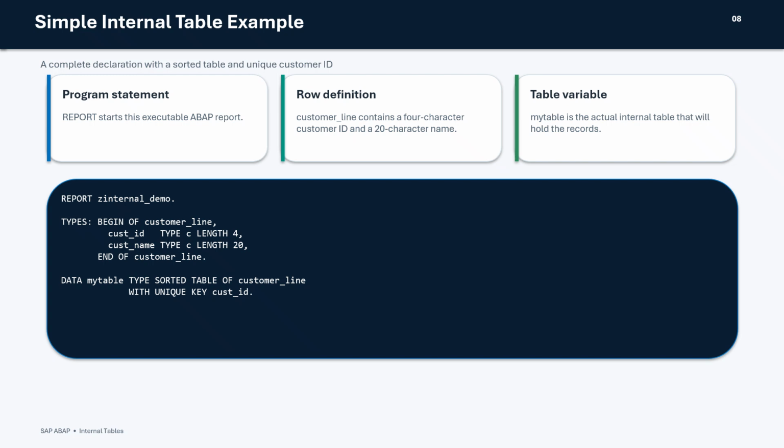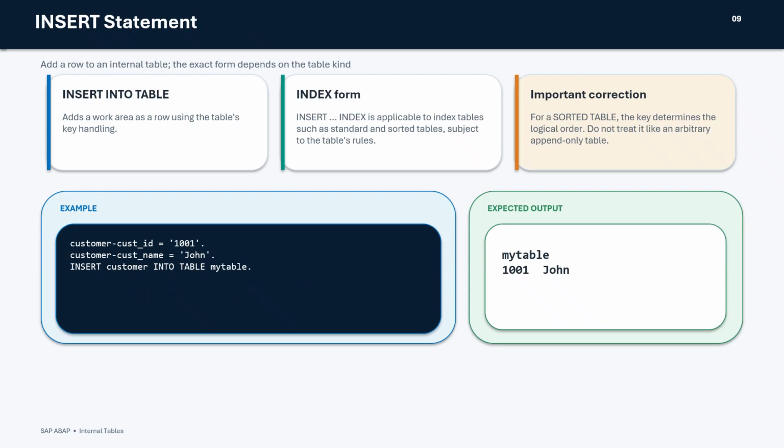Then a simple internal table example. Let's see. First is the program statement: REPORT the internal demo. Then we define customer line with customer ID and customer name, end of customer line. Every BEGIN statement has an END statement also. Then by using the DATA statement, my table of type sorted table of customer line, the structure, with unique key customer ID. This is the way we can write a simple internal table. Then we can discuss how the INSERT statement works.